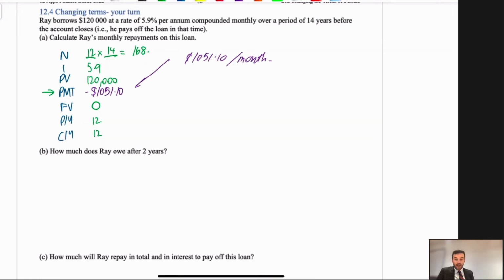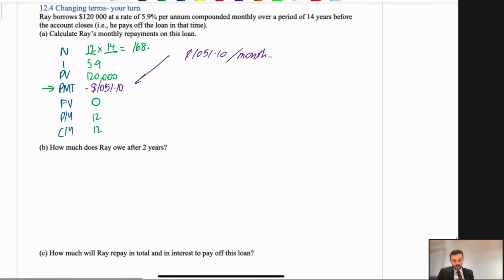So next question, how much does Ray owe after 2 years? Now this one's pretty simple. All I'm going to do is just show the one change I'm going to make, N and FV. So N is now going to be 12 times 2, which is 24, and we're going to solve for FV.